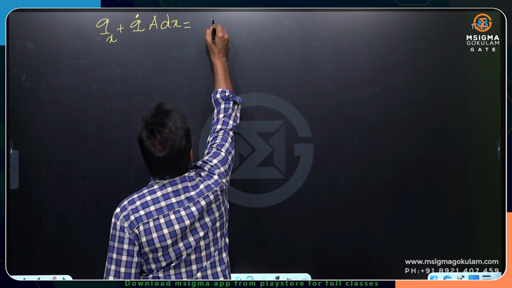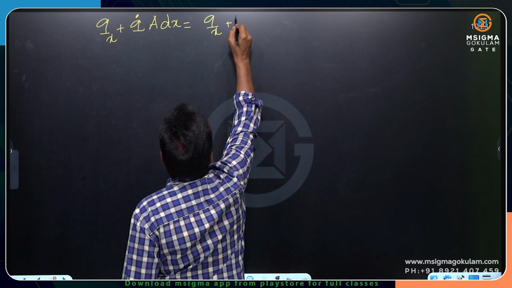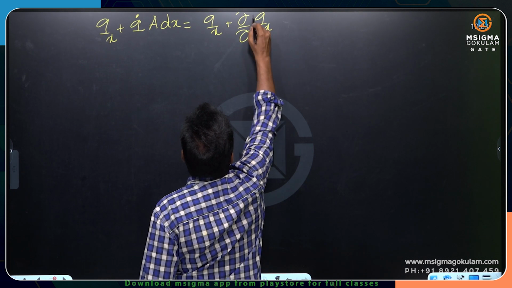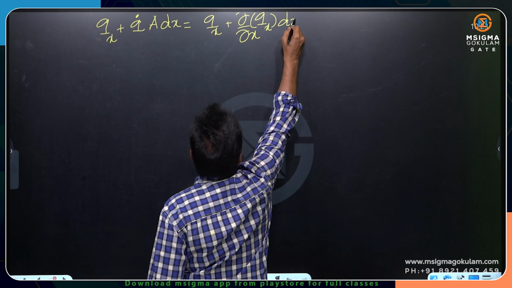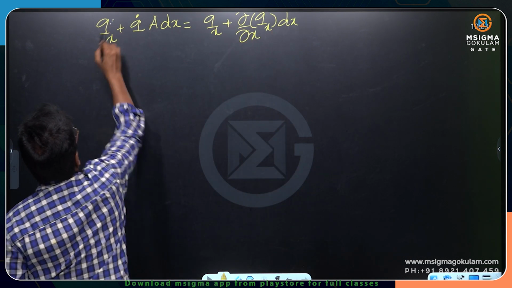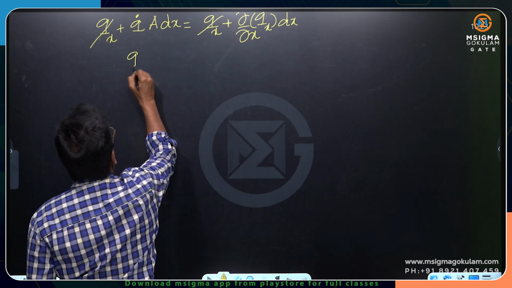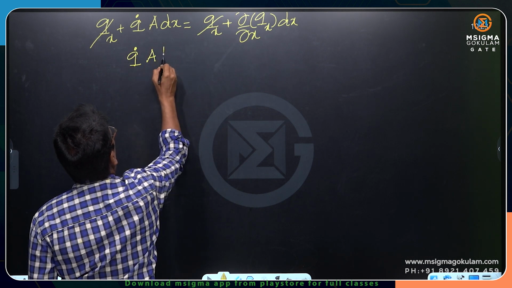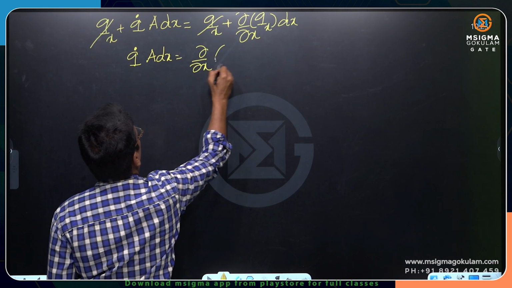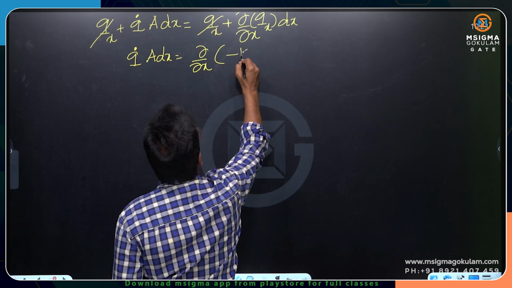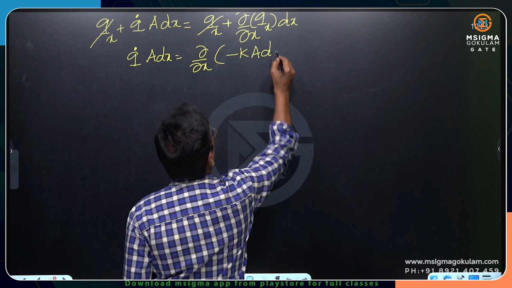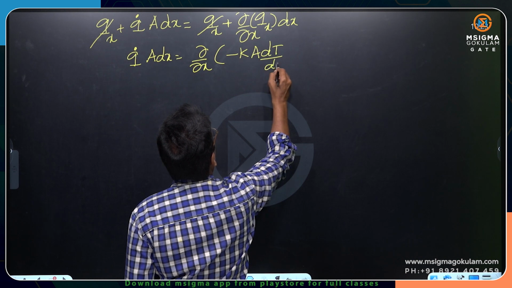Qx plus dx will be Qx plus dou by dou x of Qx into dx. Qx plus dou by dou x of Qx into dx. These two will get cancelled. Q dot into A dx is equal to, what is that Qx there, from the Fourier law of conduction? Minus KA dT by dx, according to the Fourier law of conduction.